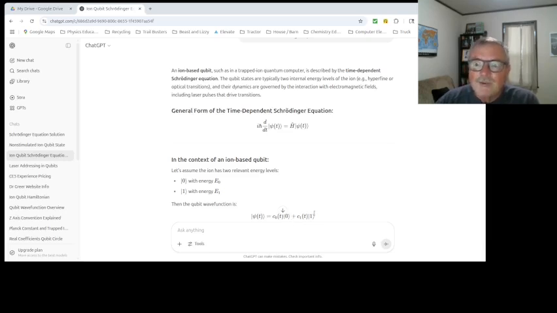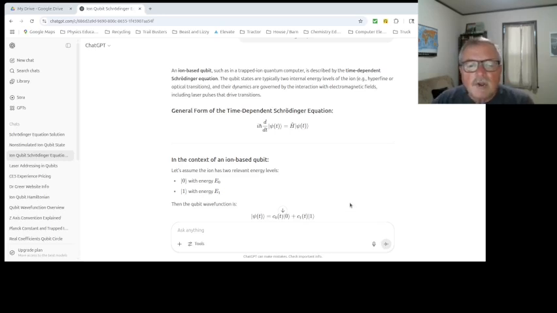Oh, now we're going to the qubits. So here's the function with respect to time for the 0 and the function with respect to time for the 1. This 0 is represented by a column vector 1 over 0, and this 1 is represented by a column vector 0 over 1. Those two things are orthogonal because you take the inner product of those two and you get 0.